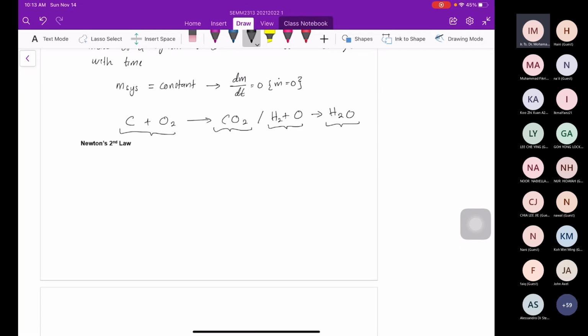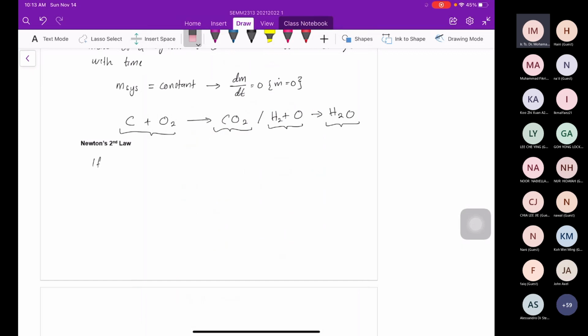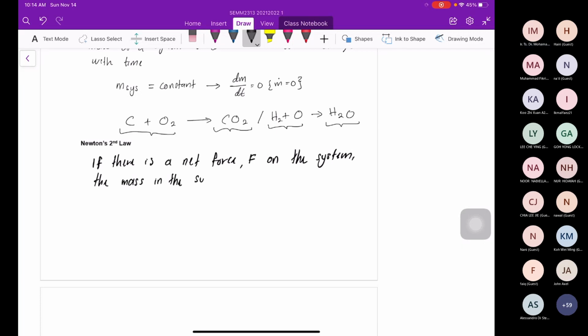Newton's second law, on the other hand: if there is a net force F on the system, the mass in the system will accelerate.